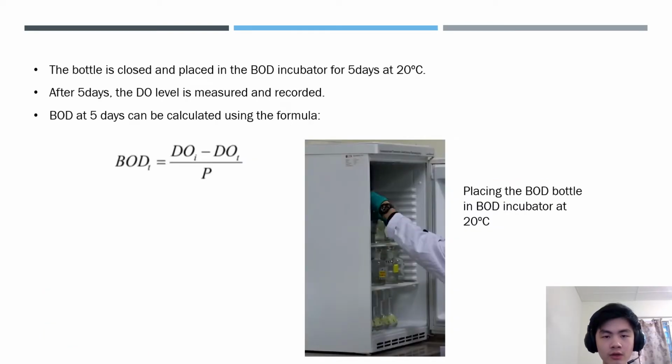After the bottle is completely sealed, we will place the BOD bottle inside a BOD incubator for 5 days at 20 degrees Celsius. After 5 days, the DO level inside the bottle will be measured and recorded again. So the BOD at 5 days can be calculated using the formula as in the slide.